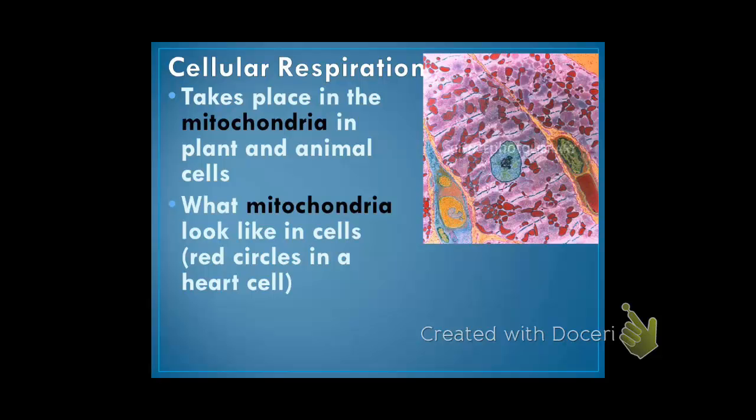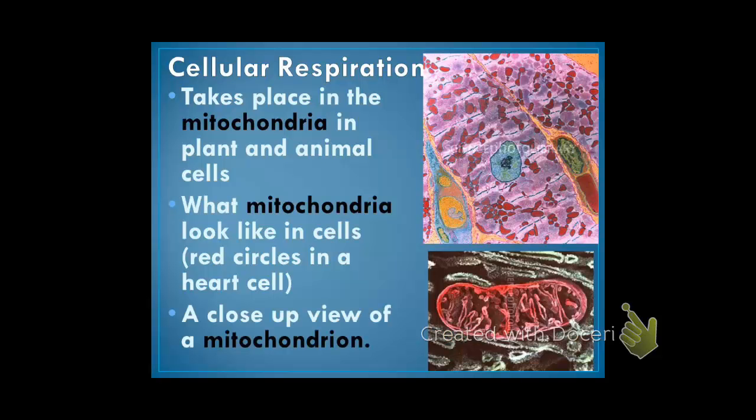Which would be for a muscle? What do muscles do? Well, they move, right? If your heart is pumping, you want your heart to keep pumping all day, every day, and all night, right? So it needs to have that energy available from glucose at all times. So it's got a lot of locations to do that. This is what a close-up view of a mitochondrion looks like, just one. Notice it's got all those layers inside of it where the chemical reactions take place.